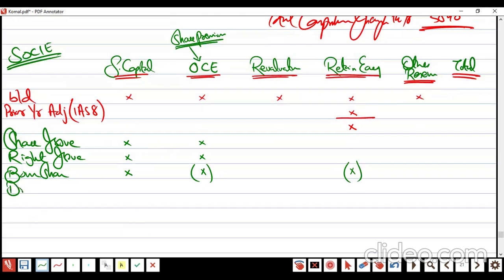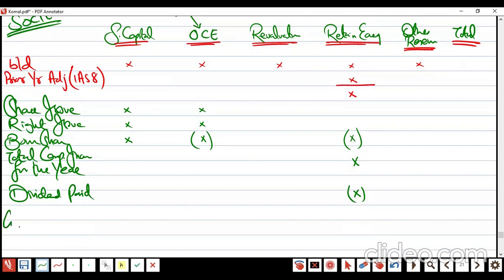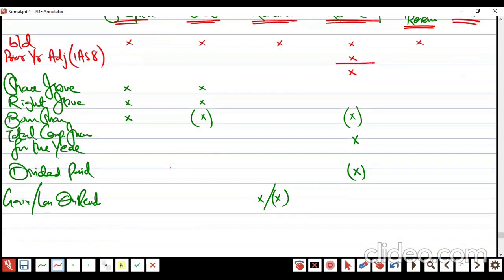If there is a profit, which is the total comprehensive income for the year, it is going to be added in retained earnings, and dividend paid, not proposed, is going to be deducted from the retained earnings. And if there is any gain or loss on revaluation, it will affect the revaluation column. Got my point? That is a very basic format of SOCE.